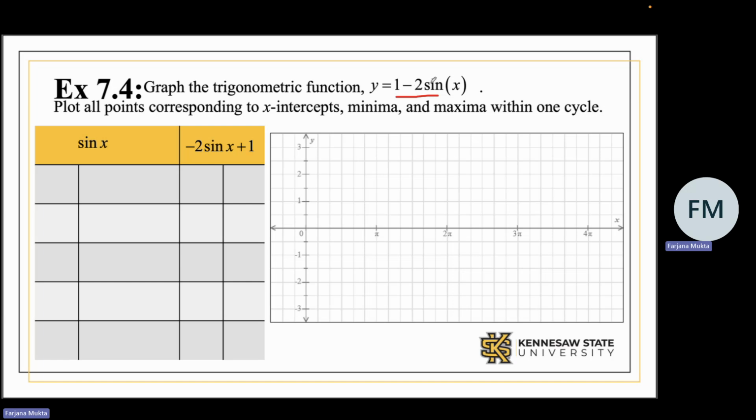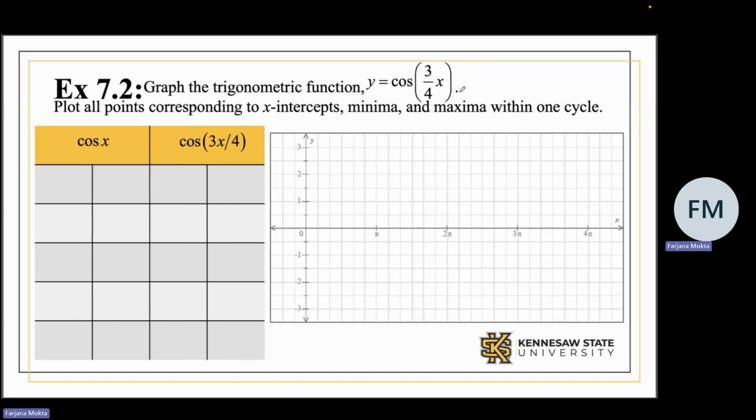y equals 1 minus 2 sine x. And as we have reviewed in our last class, any operation that happens inside the function with the variable, for that we change our x coordinates. And any operation that we do outside the function, because of that, we change our y coordinate. So in terms of the transformation, as we have learned, I'll go back a little bit.